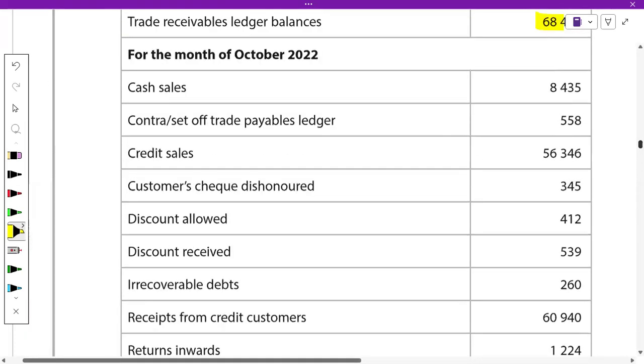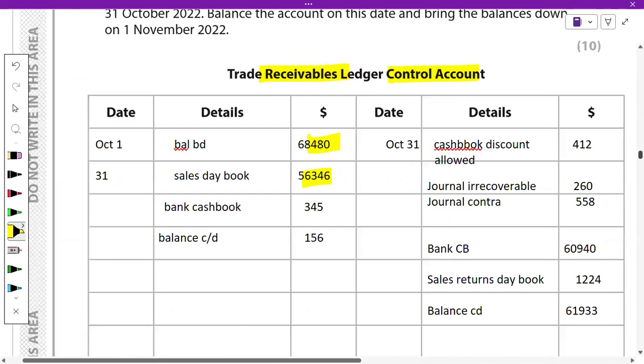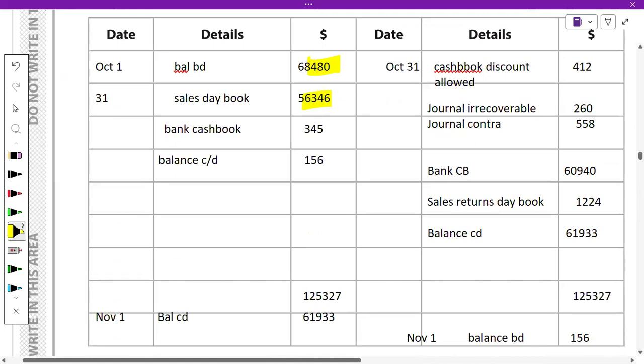Yes, so this is a dishonoured cheque. This is the customer's cheque dishonoured, which is 345. It means we previously credited our sales ledger control account, but after some time we got to know that the cheque which we received from a customer was dishonoured. So that's why we have to debit it, because we have to receive the 345 again from our customer. So our bank would be credited and the trade receivable control account would be debited.